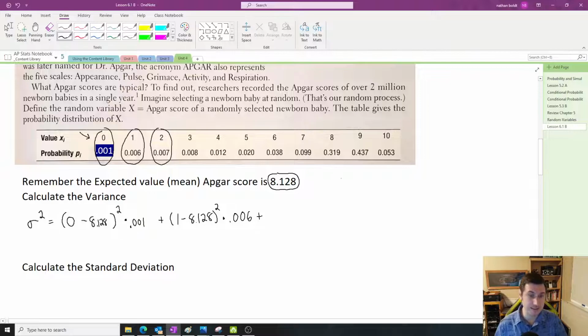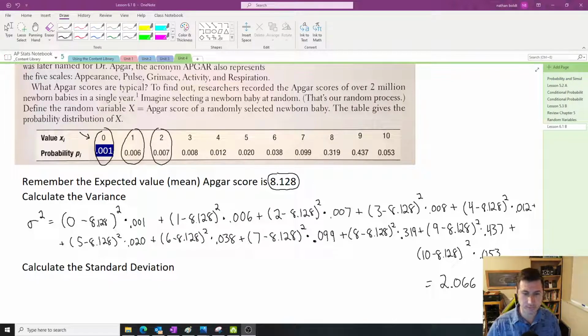Now, as you can see, this is quite tedious. I'm going to do one more, and then I'm going to pause my video, and all the answers will appear. Maybe you can pause your video and try to fill out the rest of these without me. So the next one, I take 2 minus the average, 8.128, square it, multiply by the probability, which is 0.007. All right. Pause the video here, see if you can fill out the rest. I'm going to do the same, and so the answers are going to appear there in just a second.